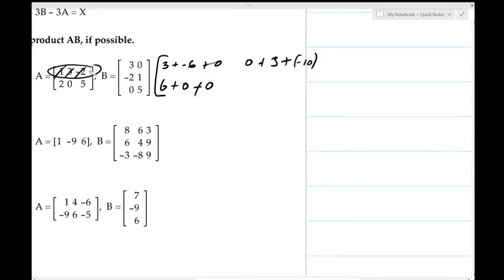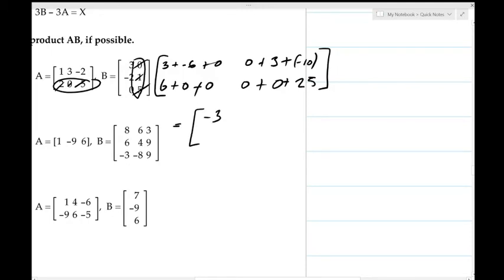Okay, then we'll do the bottom right. 0 times 2 is 0, 1 times 0 is 0, and 5 times 5 is 25. If we simplify this, we'll get negative 3, 6, 3 plus negative 10 will be negative 7, and then the bottom right will be 25. So that is the product between A and B, a 2 by 2 matrix.